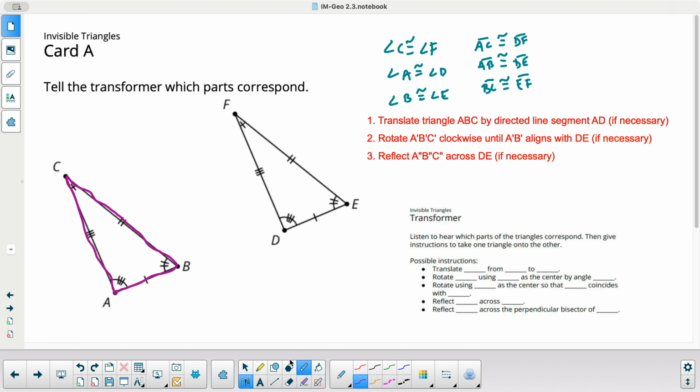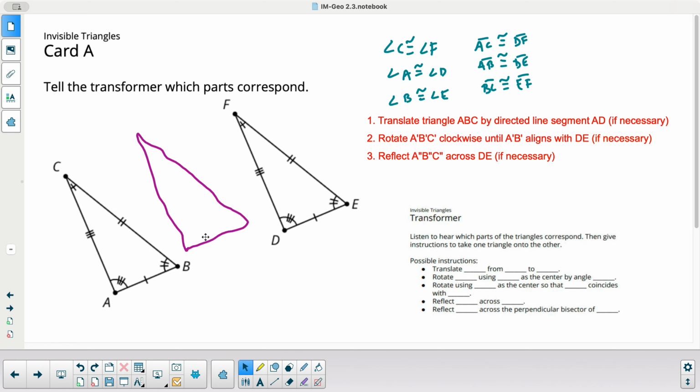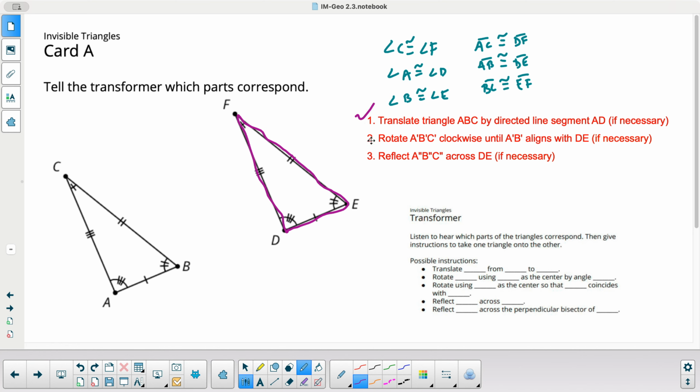All right, good enough. So I'm going to translate by directed line segment AD. Oh, and then I'm done. I don't need to do the other one. So I started with that one, and then these ones were not necessary. That's why I put "if necessary." So I didn't have to do any rotations or anything. I just translated right there by directed line segment AD, and then the whole thing lined up.